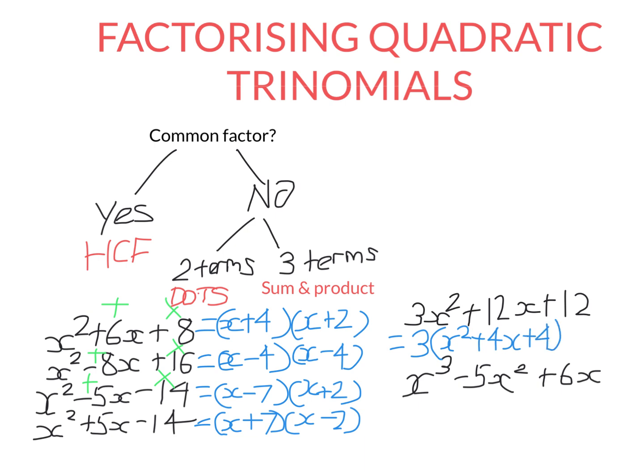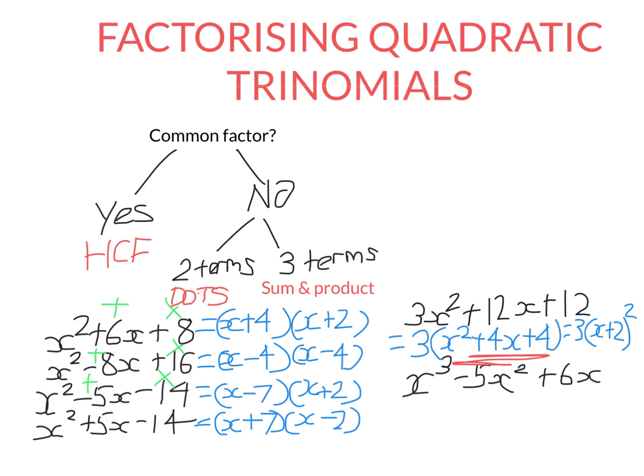So I've used highest common factor here. Now this in here is a quadratic trinomial, and I can factorize it. So this is factorized, but it's not factorized fully. I can factorize x squared plus 4x plus 4, because I can find 2 numbers that multiply to 4 and add to 4. They're both 2. So it's (x plus 2)(x plus 2). I can actually write it like this, just like I could have written this as (x minus 4) all squared.